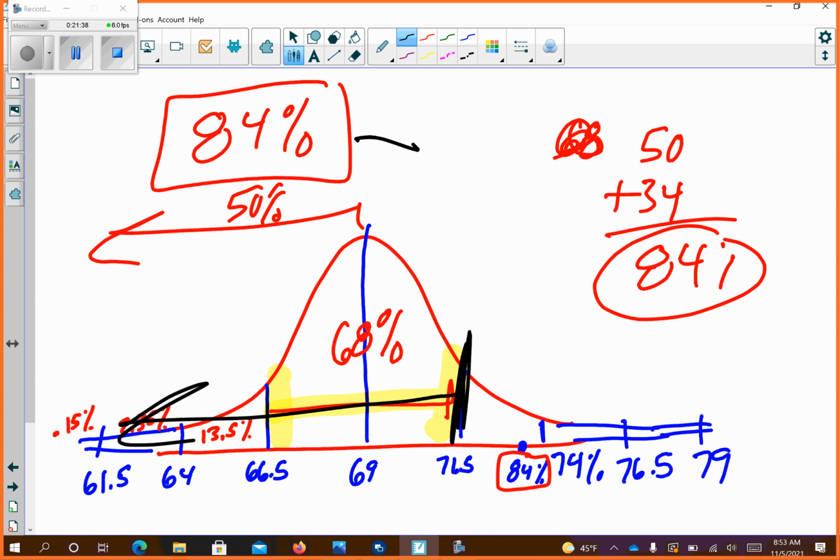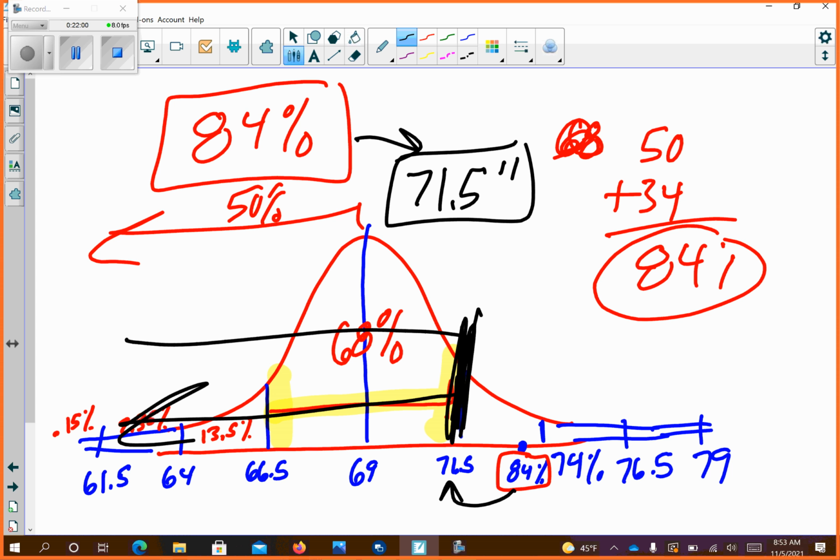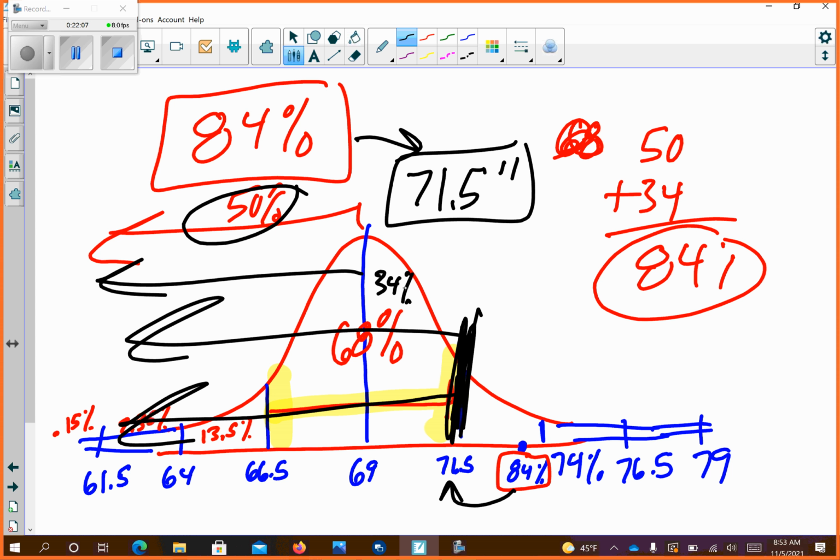So our person at the 84th percentile, is it asking for his height? Yes. Okay, so this 84% actually falls at 71.5 inches. Why? Because from here down is 50%, and this right here is 34%. 50 plus 34 is 84, so this line here is at the 84. That means this person, at one standard deviation above the average, is 71.5 inches tall. People taller than 71.5 account for 16% of the population.